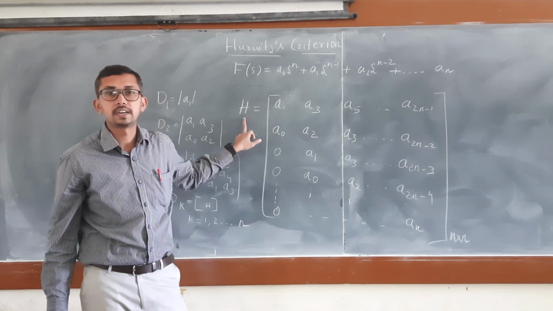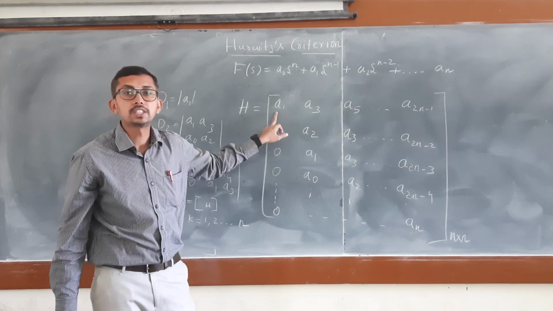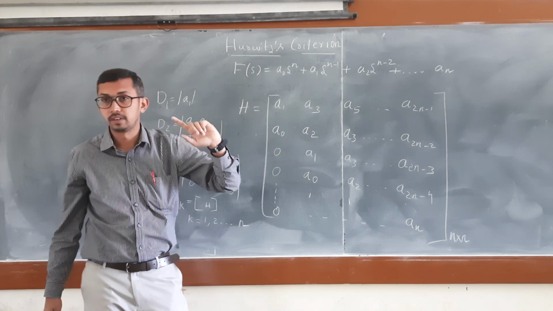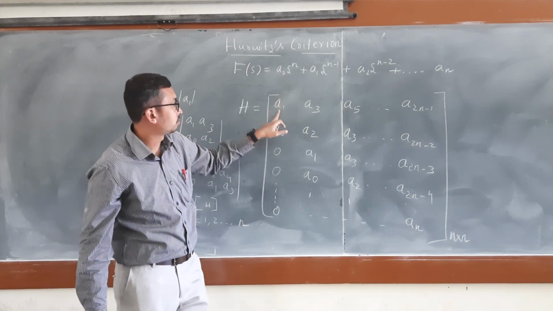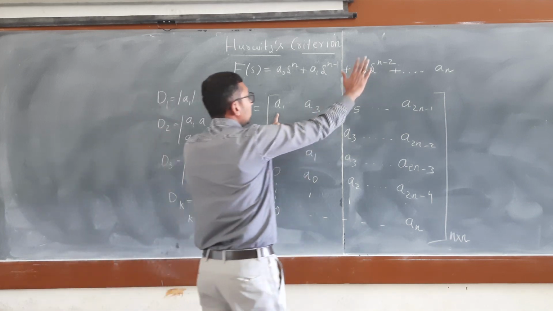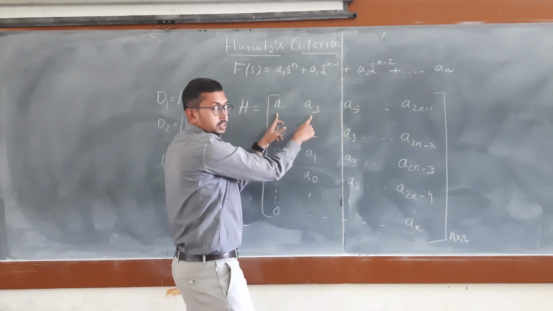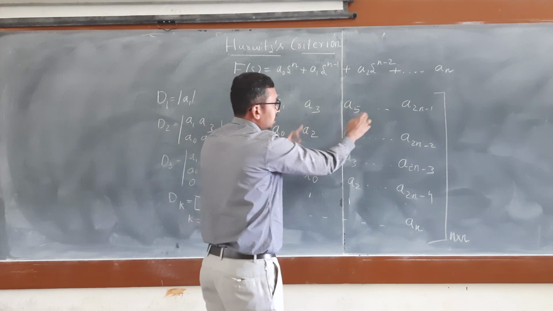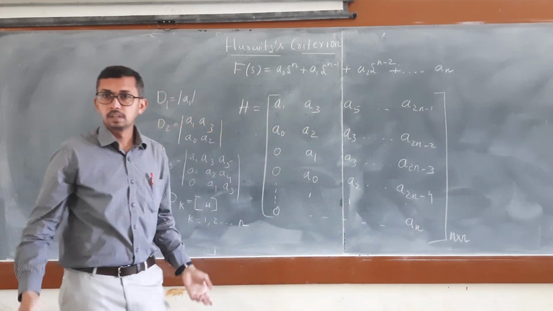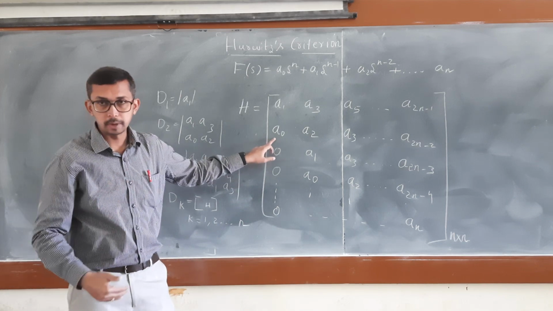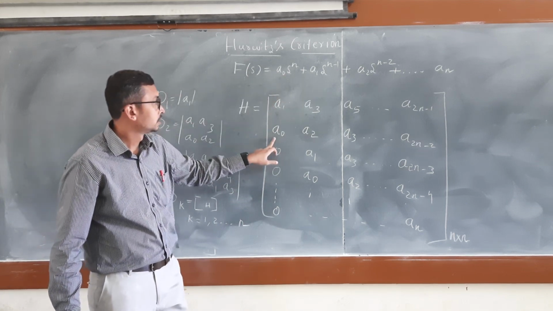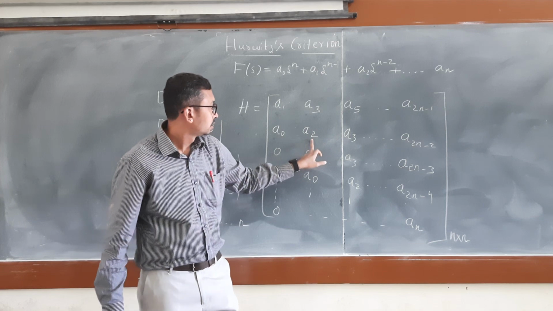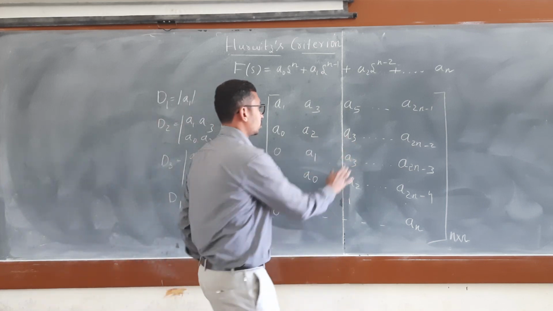So that's why it is represented as H. The first element of the matrix is the coefficient of S to the power of n minus 1, that is a1. Then I am going to leave one term. The next term will be a3, the coefficient of S to the power of n minus 3, then a5, and so on up to a2n minus 1. In the same way, the next row starts from a0. Again we leave one term, so the next coefficient is a2, and then a4.